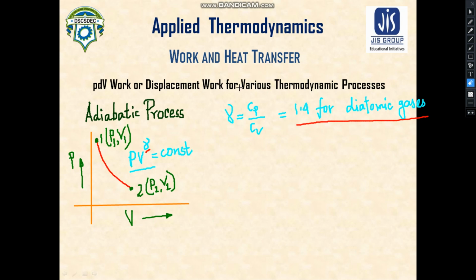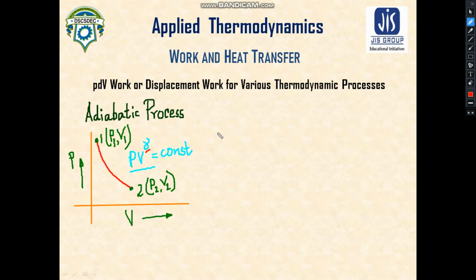We follow the same rule which we followed for the last three processes. So it will be P dV, and the limits will be the initial volume and the final volume. Now here you need to understand that there is a relationship like this. It is quite similar to the isothermal process, just the values change. So it will be P2 V2 gamma.